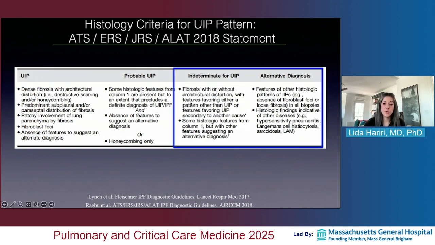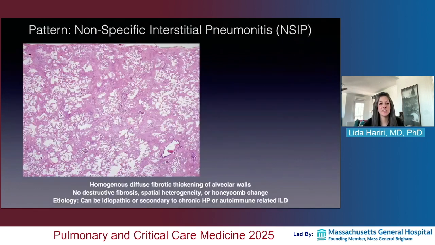Now, indeterminate for UIP is, again, where it's a pattern that's either favoring something other than UIP altogether because the distribution doesn't match for UIP, or it's a UIP, but the UIP has some features that make us suspicious that it might not be due to IPF. It may be due to a secondary etiology, but our confidence level is not high enough to move it to a full-fledged alternative diagnosis. And we'll see some examples of that in the coming slides.